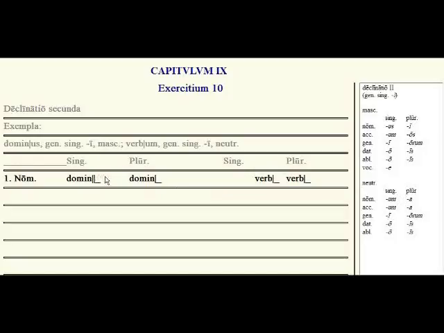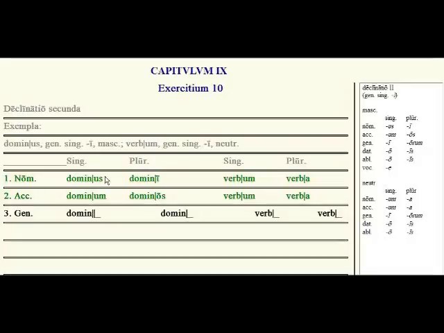Okay, so let's try these exercises. We have masculine endings, dominus for the nominative singular, and domini, masters, for the plural. Verbum for the singular, and verba for the nominative plural, words. For the accusative singular we have dominum, and the accusative plural, dominos. The accusative singular for verbum is still verbum. Remember, nominative, accusative, the same. And for the plural, verba again. So go ahead and try the rest of those exercises.